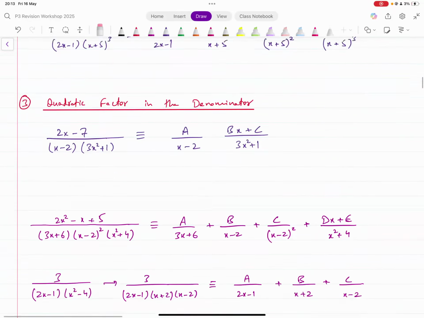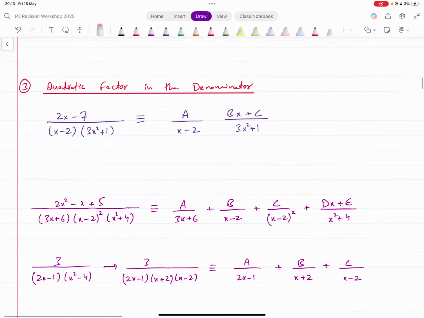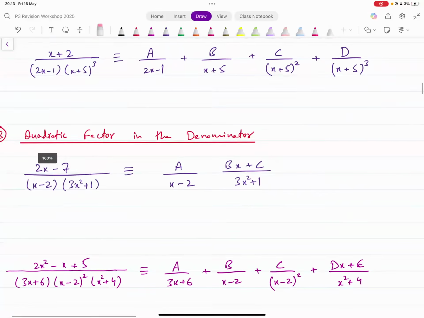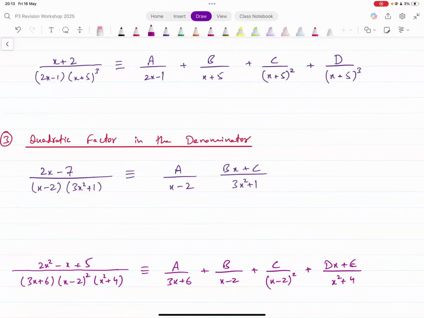But that's the idea. These are three different forms that you can have: non-repeated linear, repeated linear, quadratic factor. If all of them were to come combined, again, it hasn't happened until now, but the idea would be the same. The non-repeated linear factor, that's a over 3x plus 6. The repeated linear factor, for that you'll have two fractions, one with x minus 2 in the denominator, another with x minus 2 whole squared in the denominator. And then you have a quadratic factor, that's bx plus e over x squared plus 4.